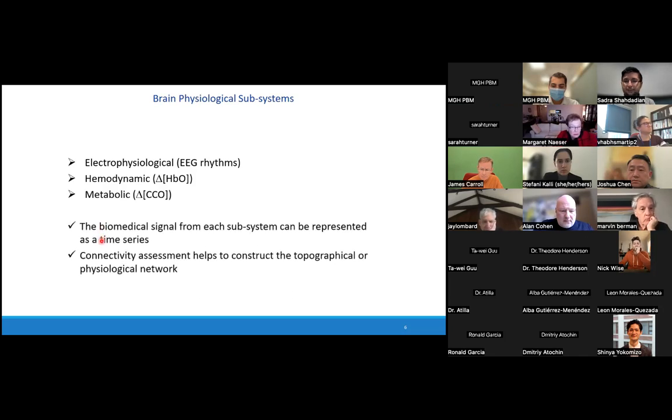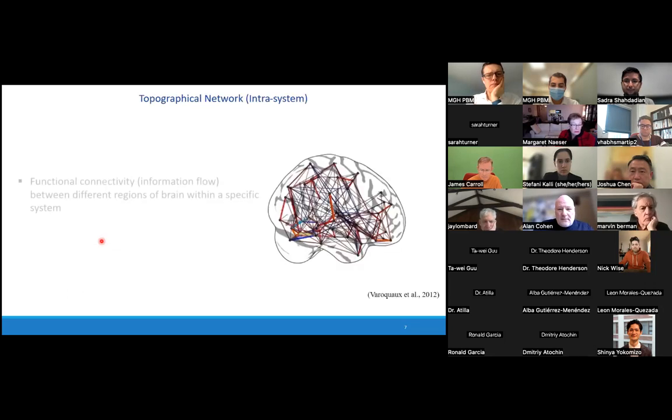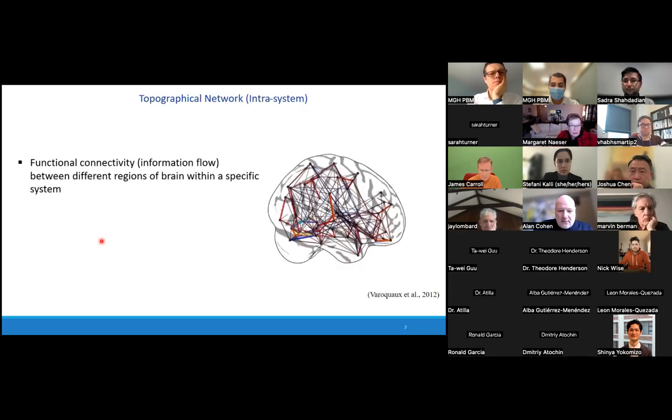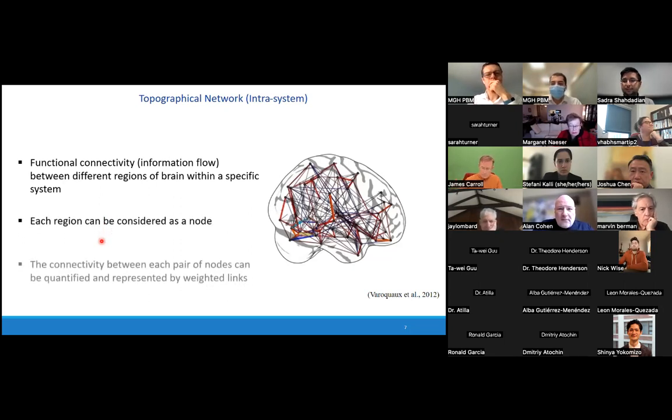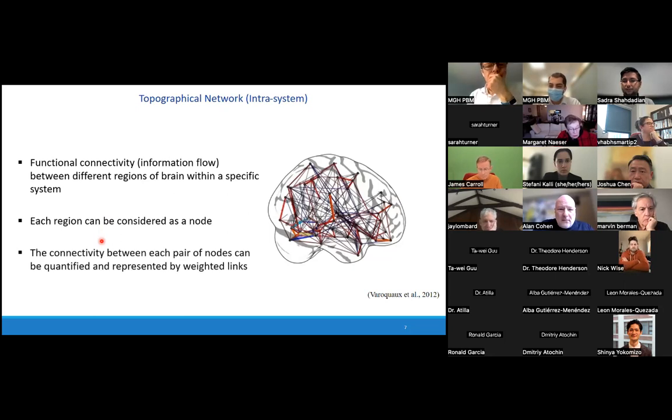The biomedical signal from each subsystem can be represented as a time series, and connectivity assessment helps to construct the topographical or physiological network. A topographical network, or intrasystem network, is the functional connectivity showing the information flow between different regions of the brain within a specific system. Each region can be considered a node, and the connectivity between each pair of nodes can be quantified and represented by weighted links.